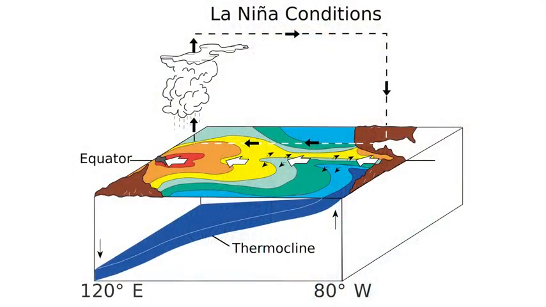Now let's consider the opposite situation. What if those winds are a little stronger than usual? Well, when that happens, you're going to get even more water piling up in the west and even more water coming up from the deep ocean in the east.